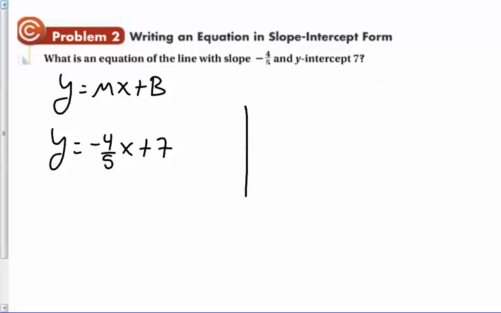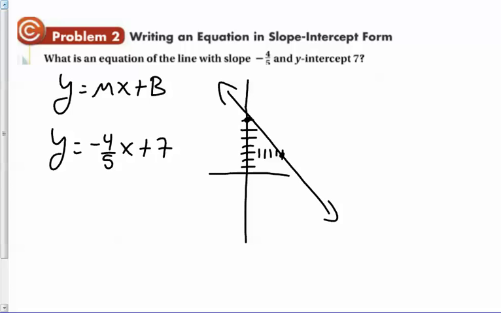If I wanted to graph this, I could go to the point (0, 7): 1, 2, 3, 4, 5, 6, 7. Put a dot. And then I can go down 4: 1, 2, 3, 4, and right 5: 1, 2, 3, 4, 5. And put a dot. And there is my line. So that's the cool thing about slope-intercept form: you can quickly graph it. Why don't you pause the video and do the Got It, and I'll see you here with problem number 3.